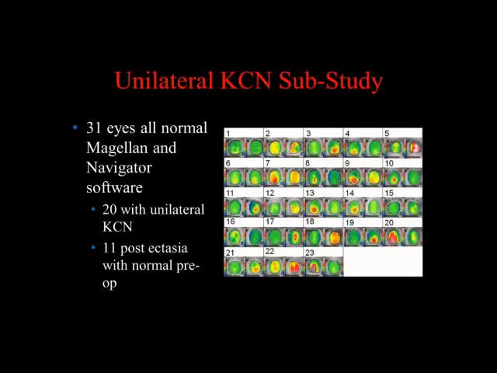Additionally, I alluded to that we did a study on a subpopulation. So these were 31 eyes that all had obvious keratoconus in one eye, but were viewed as normal with the Magellan and the Navigator software. So these were viewed as, quote, unilateral keratoconus. In other words, the other eye, the eye not supposedly so involved, was read as completely normal. And we also had 11 cases of post-ectasia that were viewed normally with the Magellan preoperatively.